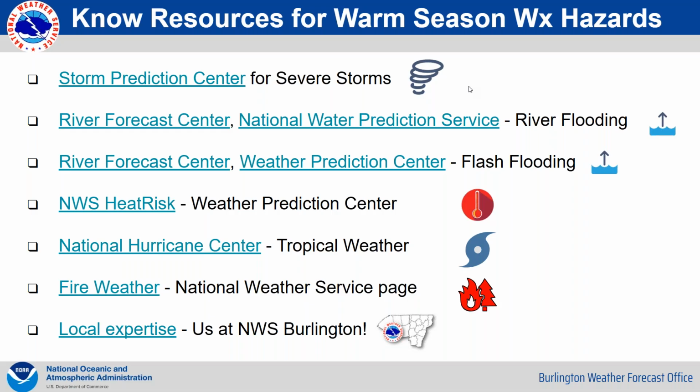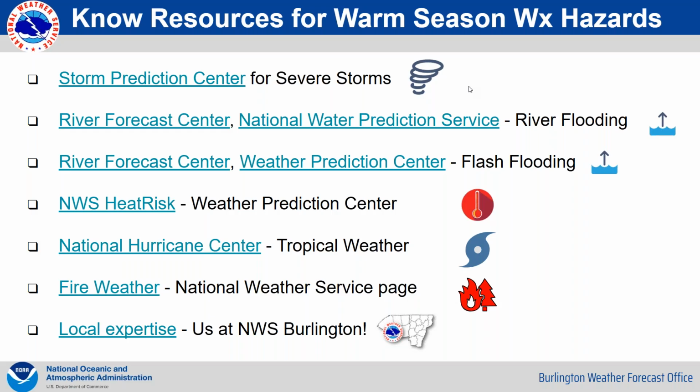Tornado watches and severe thunderstorm watches, that collaboration begins in the Storm Prediction Center. When it comes to flooding, the River Forecast Center watches our area waterways. The National Water Prediction Service has been expanding their capabilities of forecasting for creeks and streams that don't have river gauges. And the Weather Prediction Center are experts with flash flooding.